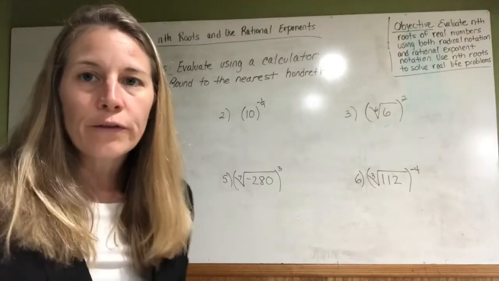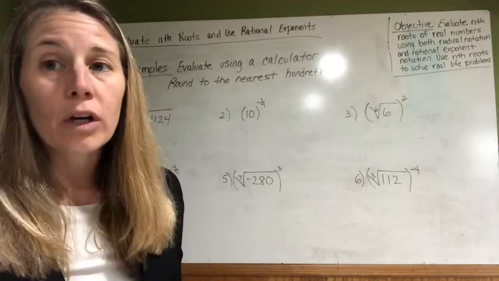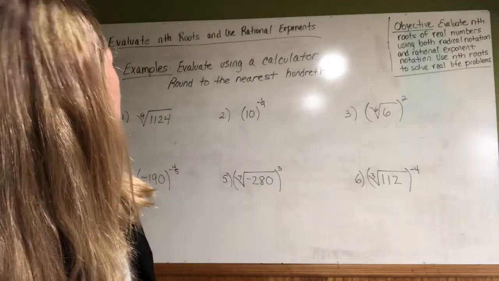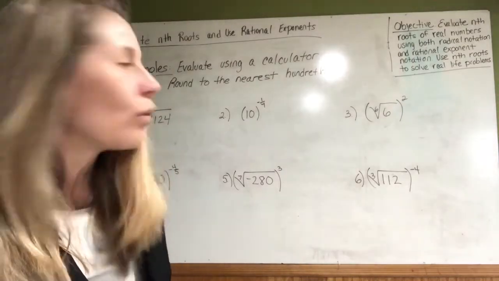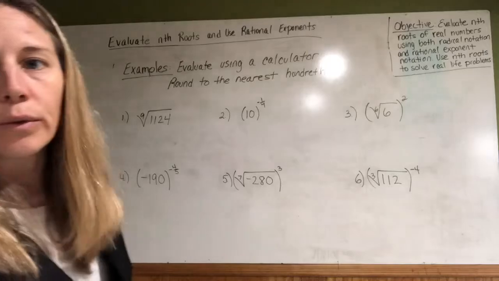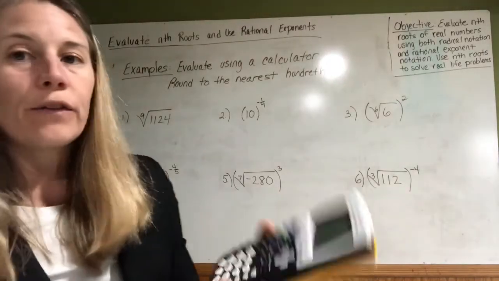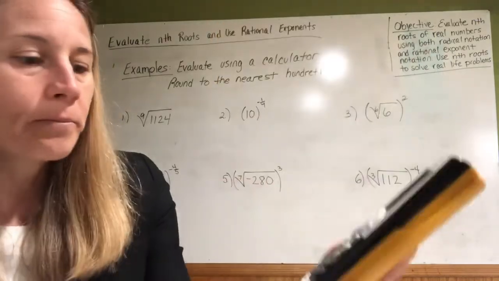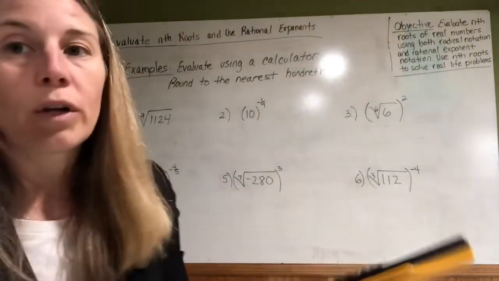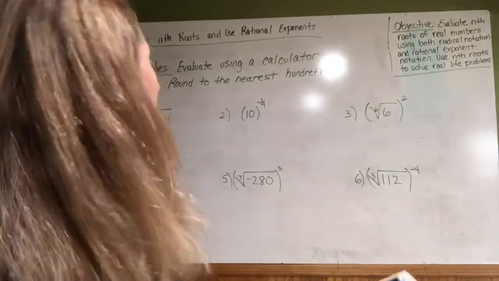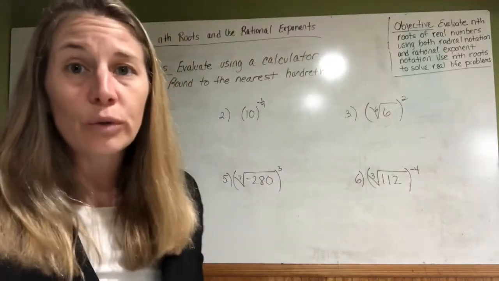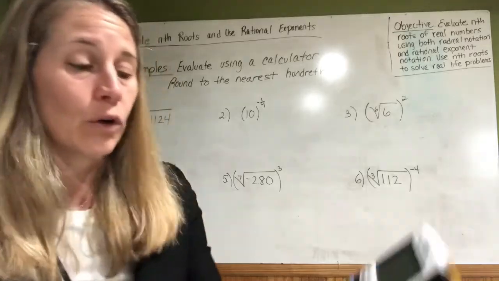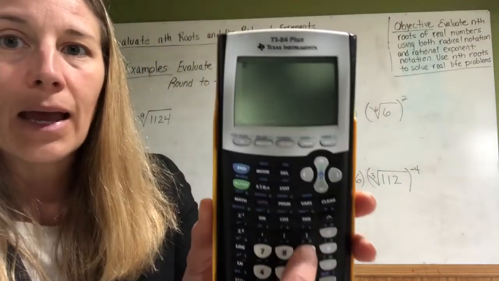Okay, so now we're going to do a few problems where we're going to actually put them on the calculator, right? So the first problem we have is the 9th root of 1,124. So if you have the Texas Instruments graphing calculator, similar to this one, the first thing you're going to want to do is put in a 9th root. Anytime you have a root higher than a 2, square root, there's a special button for that. Anything higher than a 2, you're going to have to put that number in first. So the first thing I'm going to have to do is press the 9.